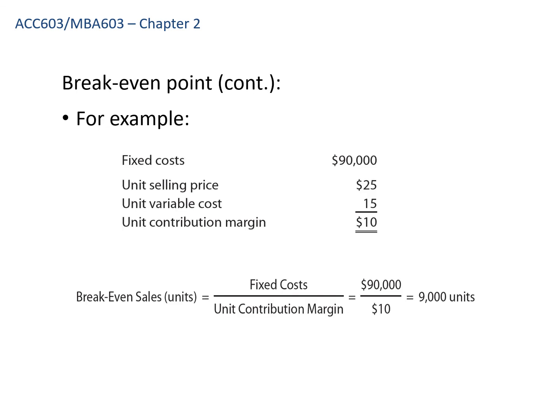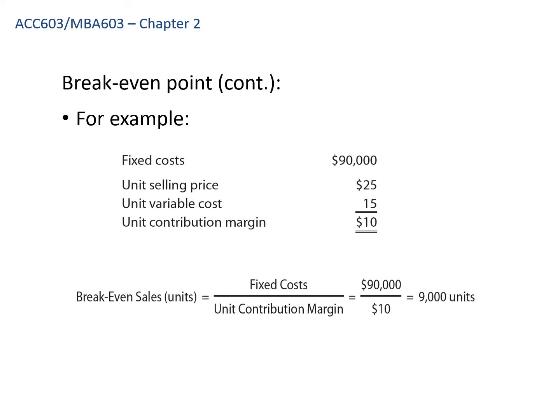So here's an example. I have a company with fixed cost. Let's call that rent and depreciation and the president's salary. Pretty low salary for a president, but we'll just use that argument, $90,000. So we have a unit selling price of $25, a unit variable cost of $15. So that means each unit we sell is going to give me a $10 bill. And I want to know how many $10 bills I need to accumulate so that I cover that $90,000 in fixed cost. So I take fixed cost divided by the unit contribution margin of $10. That tells me I need to sell 9,000 units in order to break even.